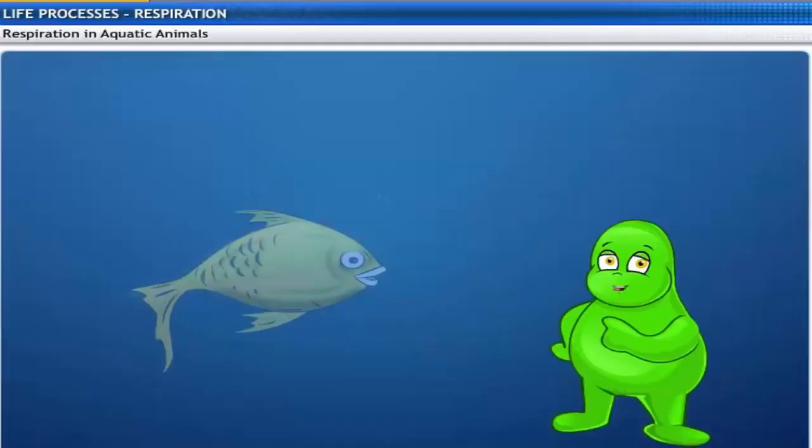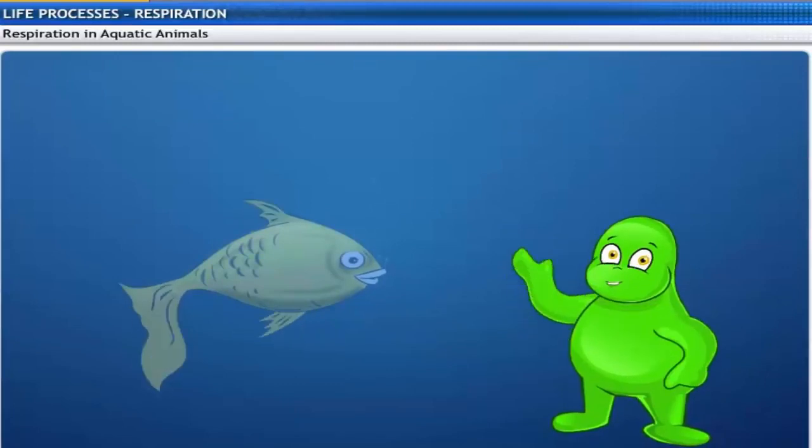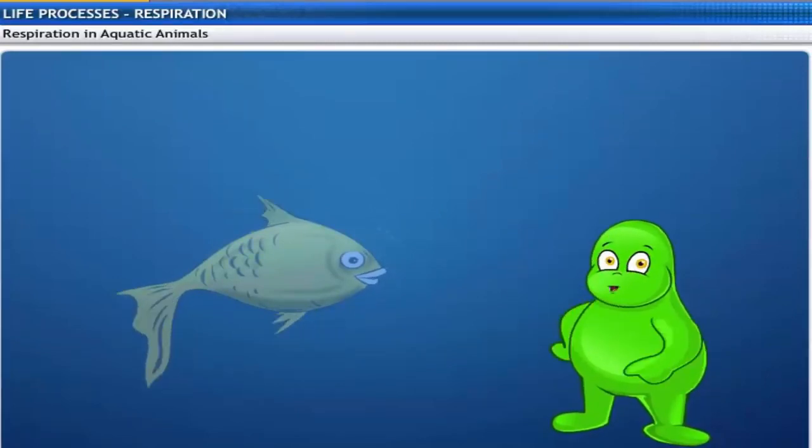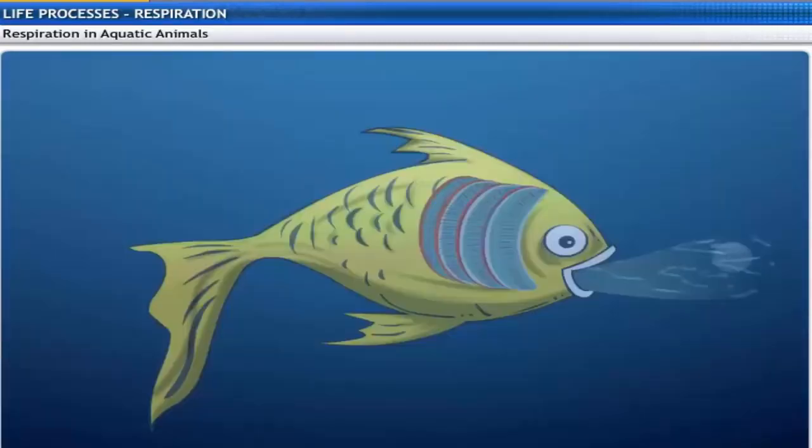I wonder why goldfish open and close their mouths so many times. Fish take in water through their mouths. This water has dissolved oxygen in it, which diffuses into their blood. The water is then forced out through their gills.